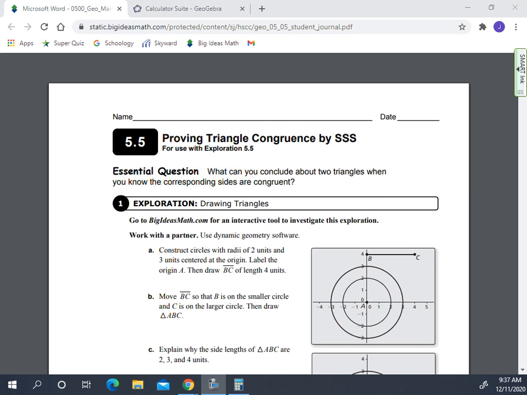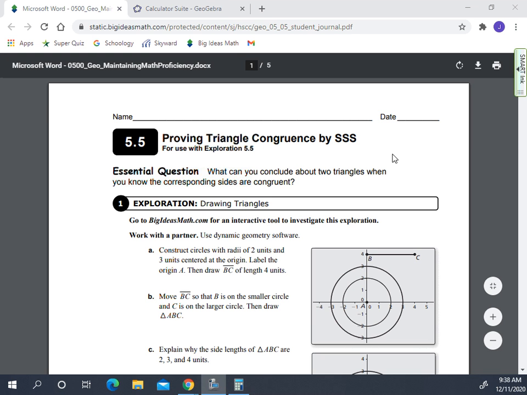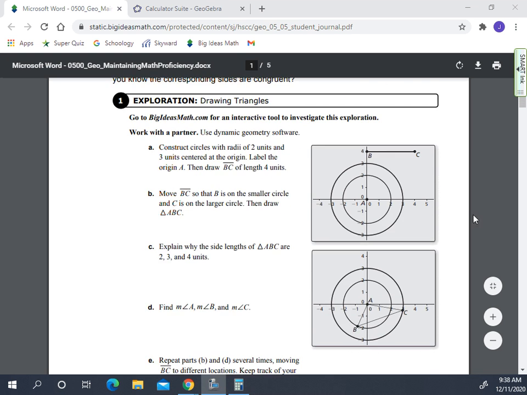Okay, this is 5.5. We are proving triangle congruence by SSS. SSS means side, side, side. And we're going to be proving triangle congruence by this theorem. We're going to be starting in GeoGebra again today.